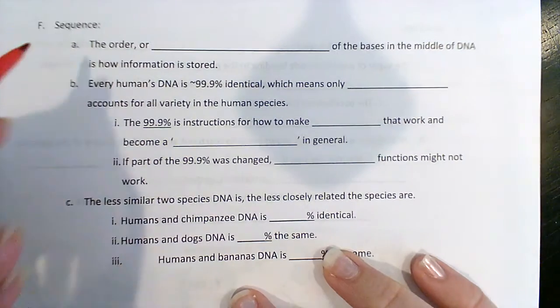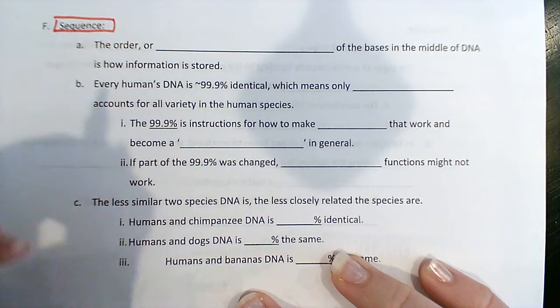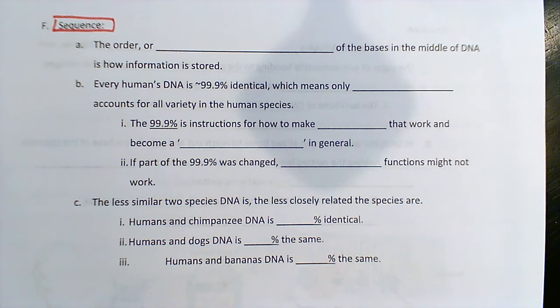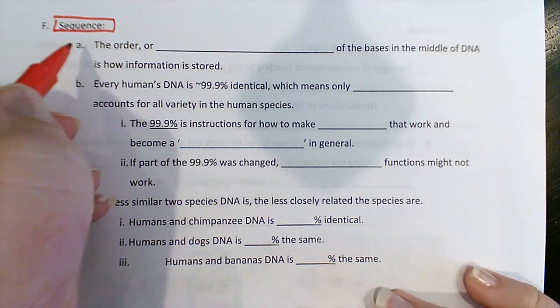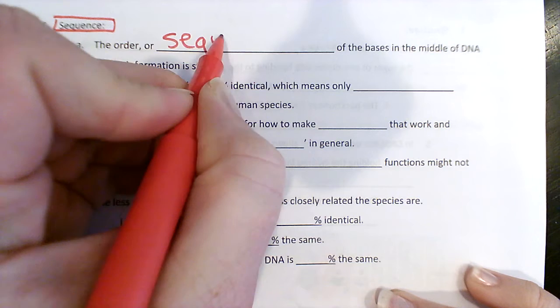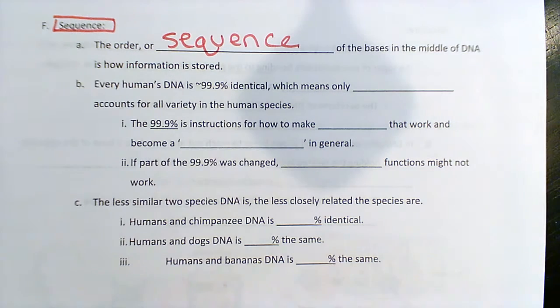Okay, so sequence. When you're ever talking about something's sequence, you're talking about what order it goes in, right? So I could put kids in sequence by their birthdays, or I could put kids in sequence by their height, but sequence just means a particular order. So the order or sequence of the bases in the middle of DNA is how we store information.